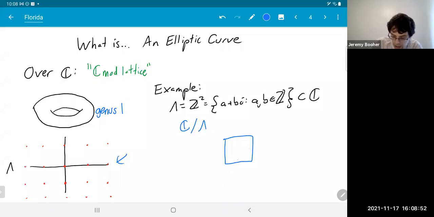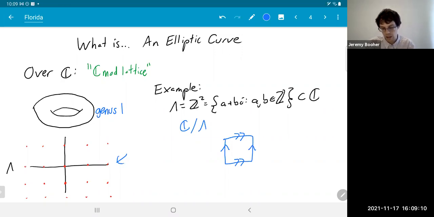Adding 1 will glue the left and right sides, and adding i will glue the top and bottom. So topologically, you glue these together and you get a torus. And that's explaining why elliptic curves are genus 1.